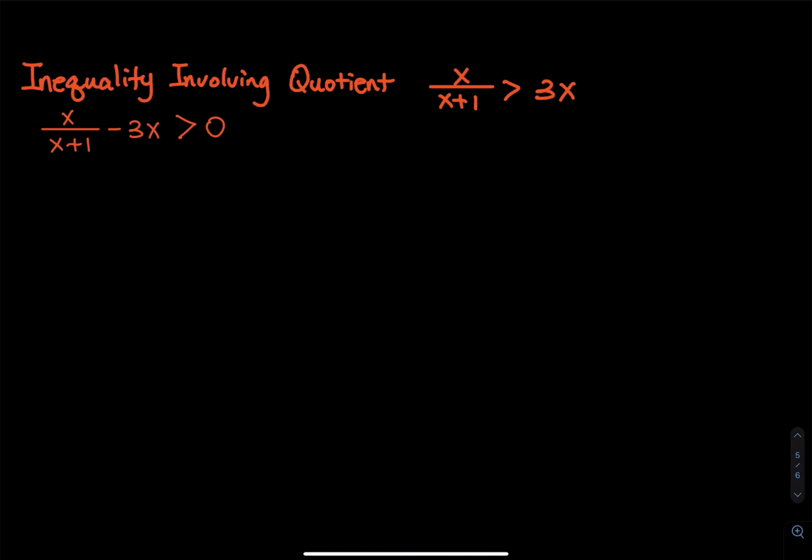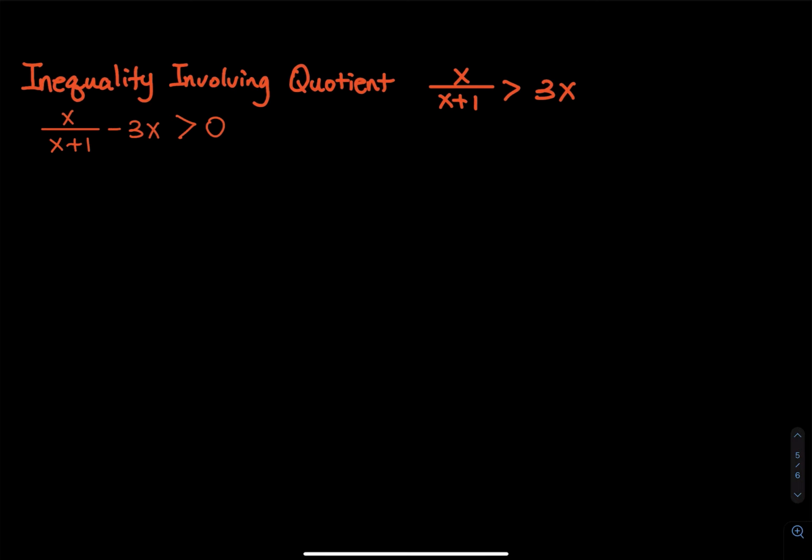Inequality involving quotient. So this time we have a quotient, a fraction, instead of a linear or a non-linear inequality. So let's take a look. We have x over x plus 1 greater than 3x. First of all, I would like to move all the terms to the left hand side, so on the right hand side I only have a 0. So I subtract 3x on both sides, and I have the fraction minus 3x greater than 0.